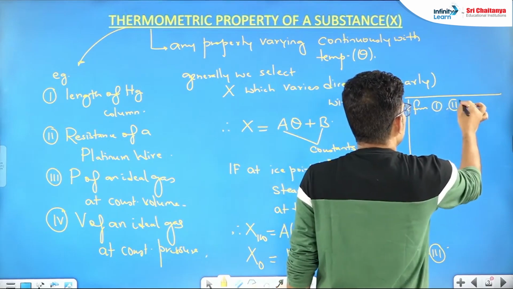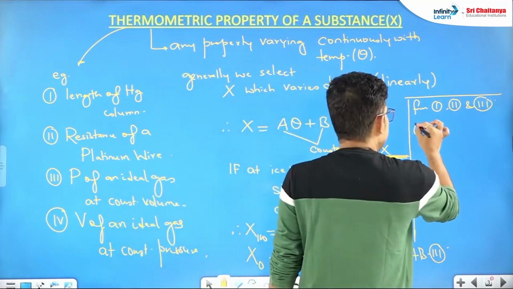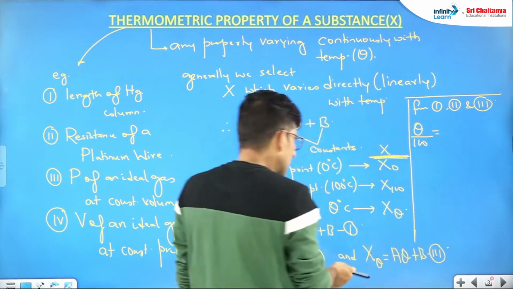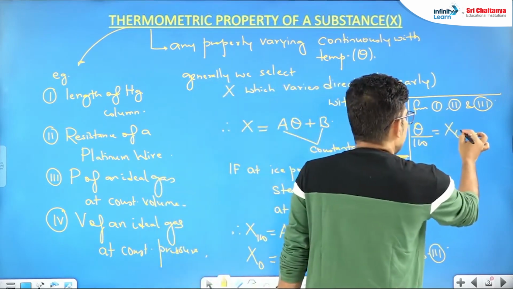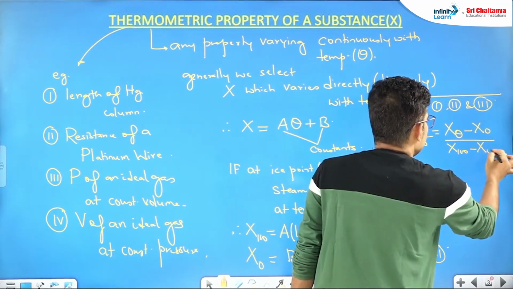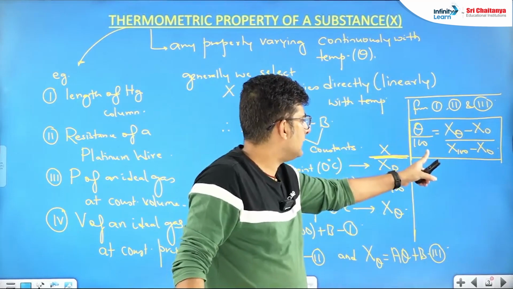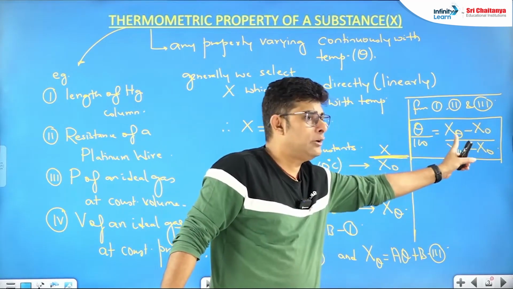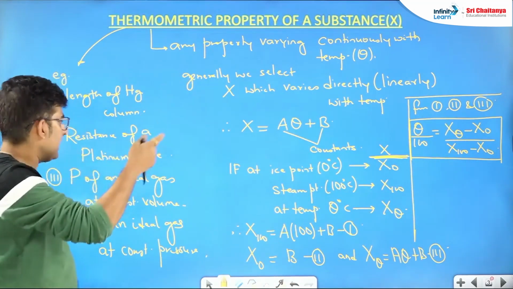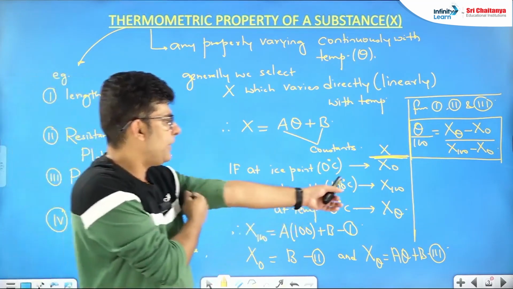From equations 1, 2 and 3, we get a very important result. θ/100 = (xθ − x0)/(x100 − x0). Similar to the relation which we got, the LFP UFP relation, same like that. So any thermometric property x, it can be length of mercury column, it can be resistance, it can be pressure, it can be volume, whatever it is, it obeys this relation.